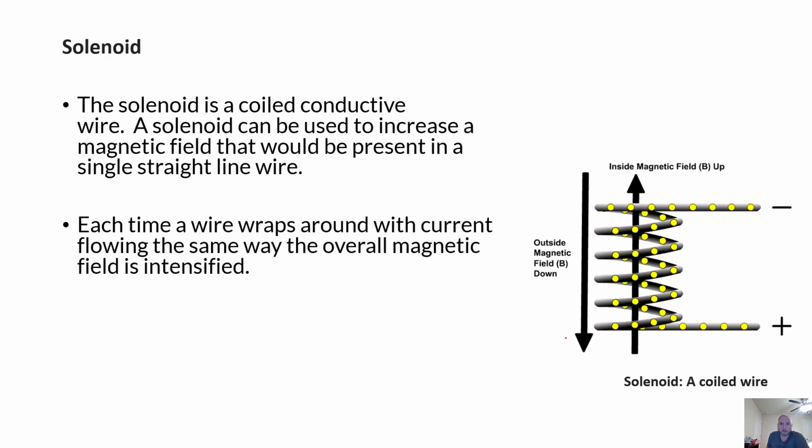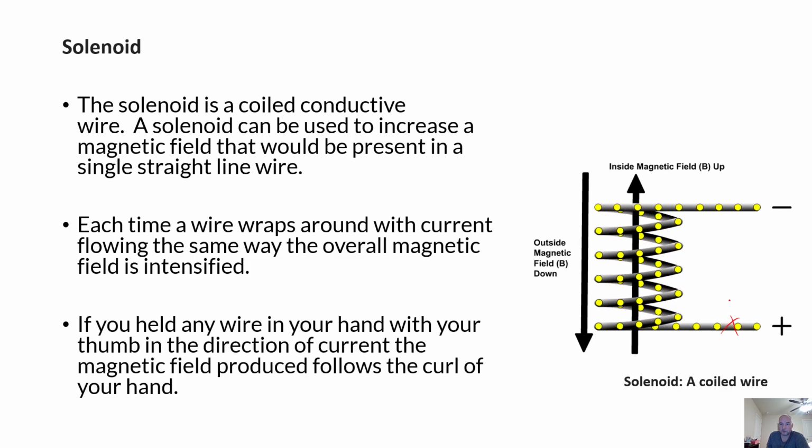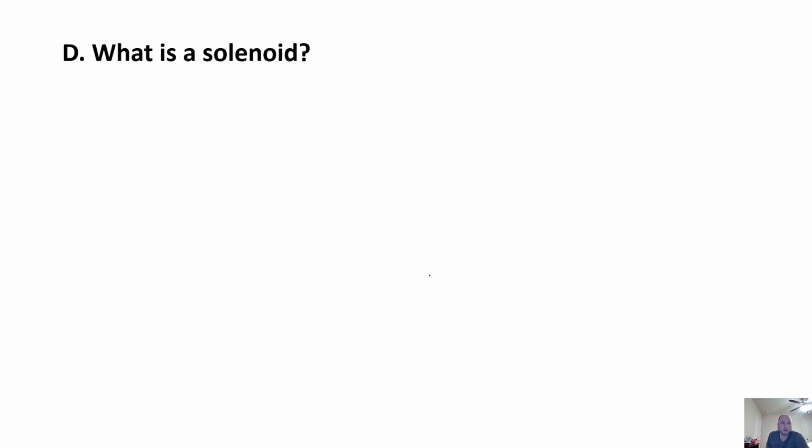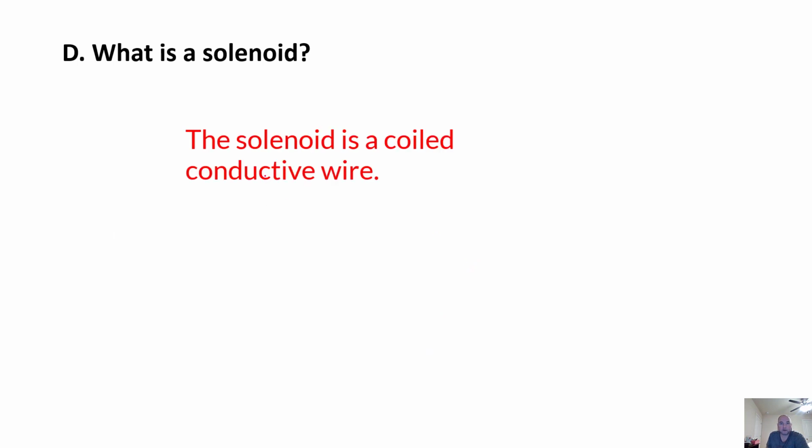So each time that the wire coils around, notice how on our side of the screen, on your side of the screen, all the current's going to the right, and behind it, current's going to the left. So that's going all the way around. Ignore this part right here when you're thinking about it. You're just looking at this part of the solenoid when you answer any questions here. So what's a solenoid? If you haven't answered it already, answer it now. It's a coiled conductive wire.